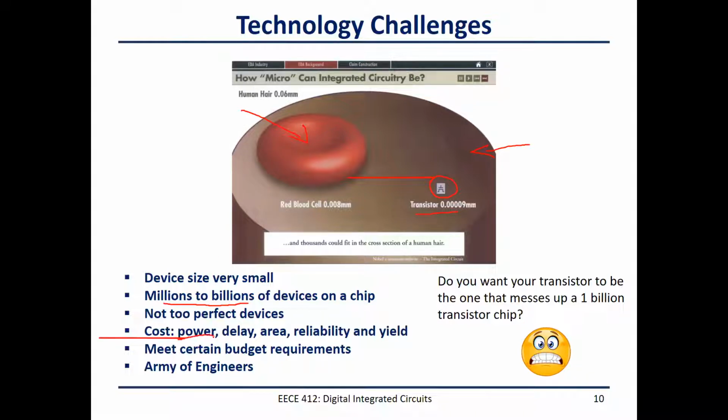You cannot consume too much power. You need to meet a certain delay because you need to give the response very quickly. The area has to be small because area means money. The chip costs the company as much as the area of the chip is. That's why we try to pack as much functionality into it, as we'll discuss later in the design metric lectures. At the same time, we need our design to be reliable and to yield. If I fabricate 100 chips, I want to guarantee that at least 90% of them are functioning. So to meet all of these requirements, we need an army of engineers. And at the end, no engineer wants his transistor to be the one that messed up the billion transistor chip.